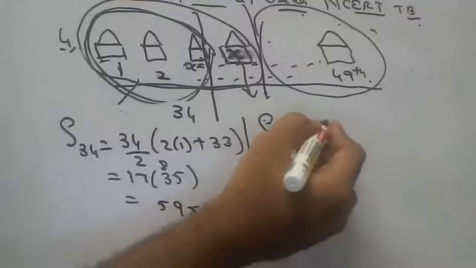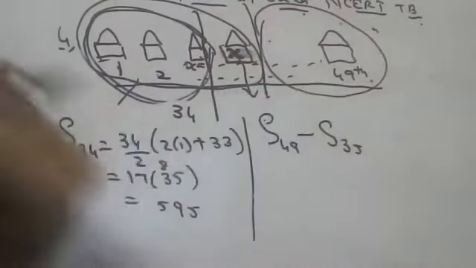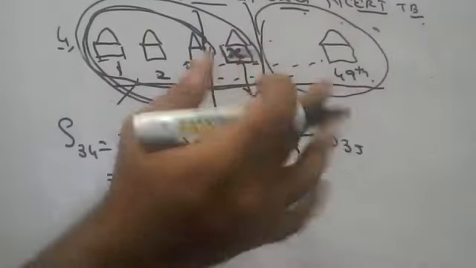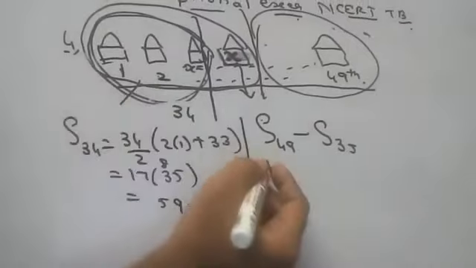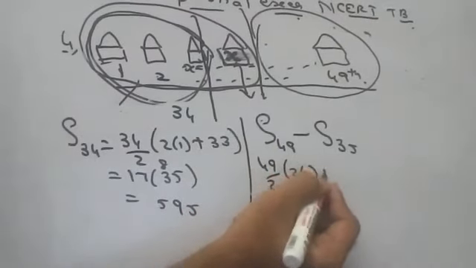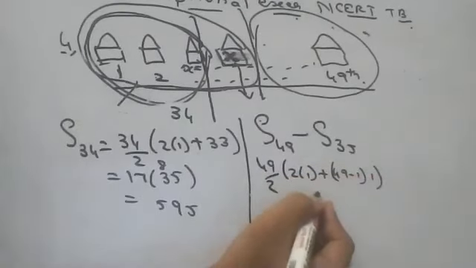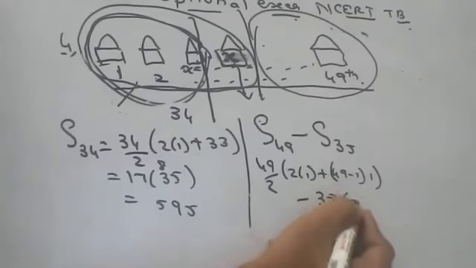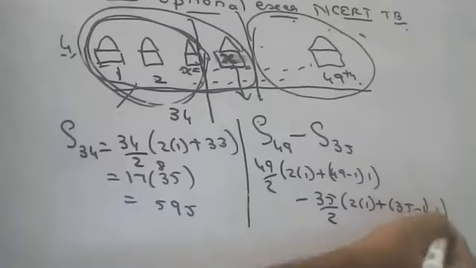S49 minus S35 we should do. Because from the middle you want means you won't get, children. So from 49 we should remove 35 houses. 49 means how much, children? 49 by 2 into 2a plus 49 minus 1 into common difference 1, minus 35 by 2 into 2 into 1 plus 35 minus 1 into common difference 1.